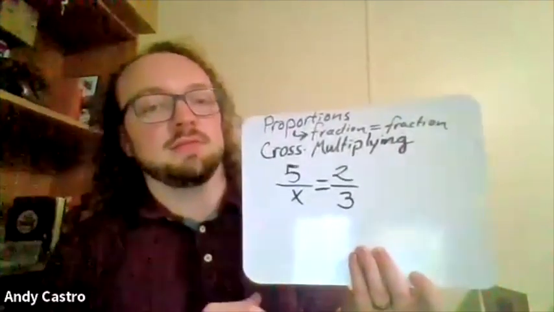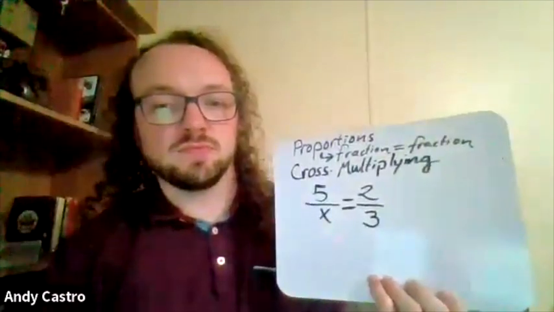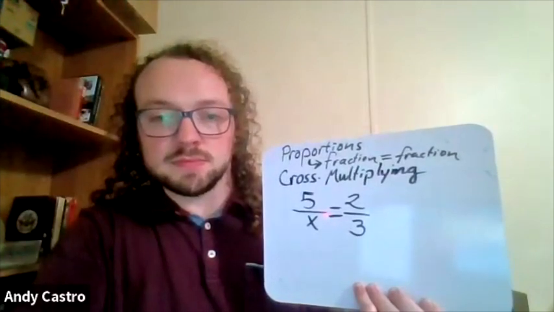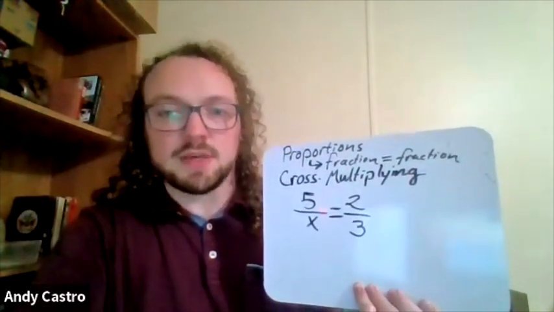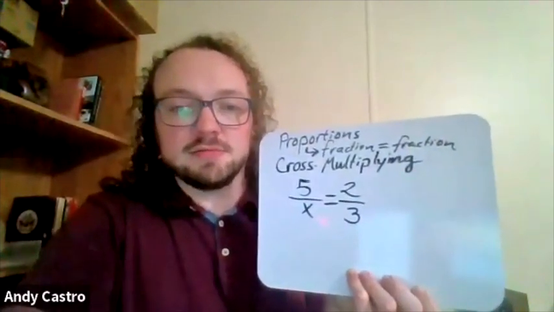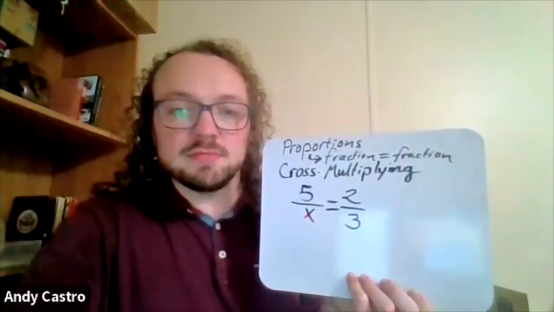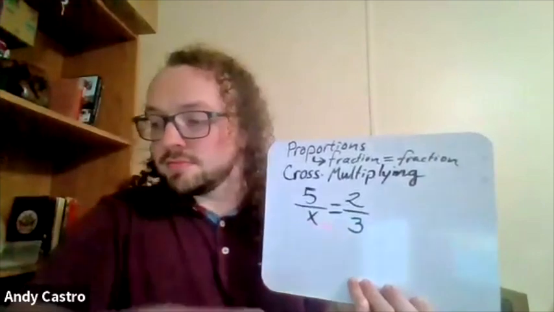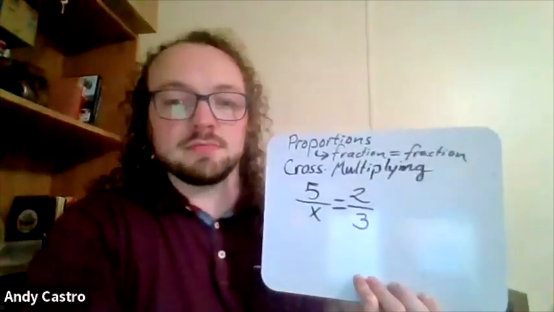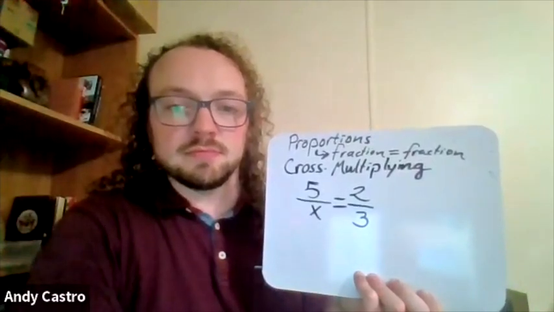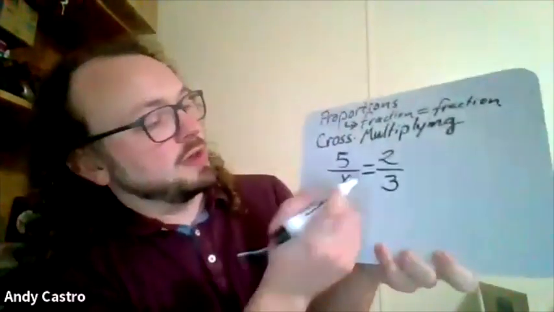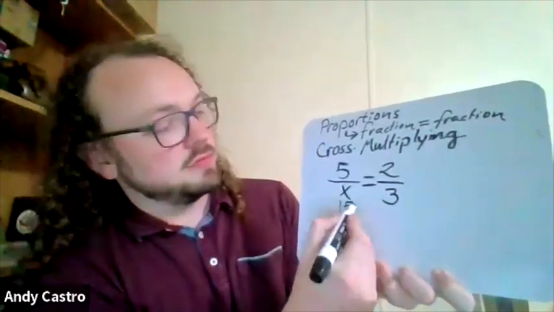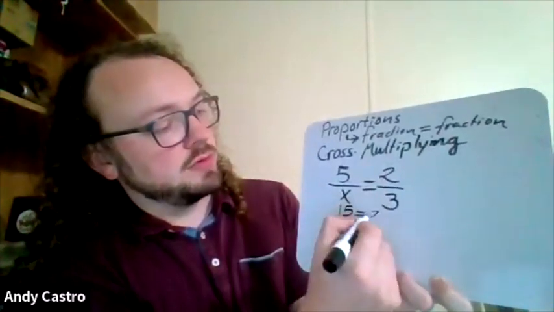Jose, that is correct. And Alexandria, that's correct. Start working this one out. I'm going to cross 5 times 3 is 15. And then on the other side, I have 2x.